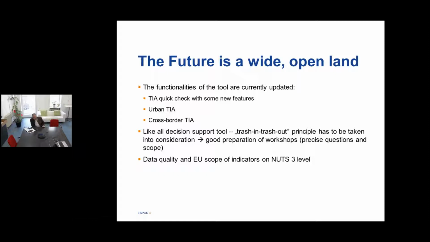And last but not least, the most important point is, of course, that the data quality underlying the TIA tool is another important issue. And here, this will be work which will be going on forever. We know that the scope of the TIA tool, as it is and as it will stay, is NUTS 3, which makes absolute sense in terms of the analysis of a territorial impact.